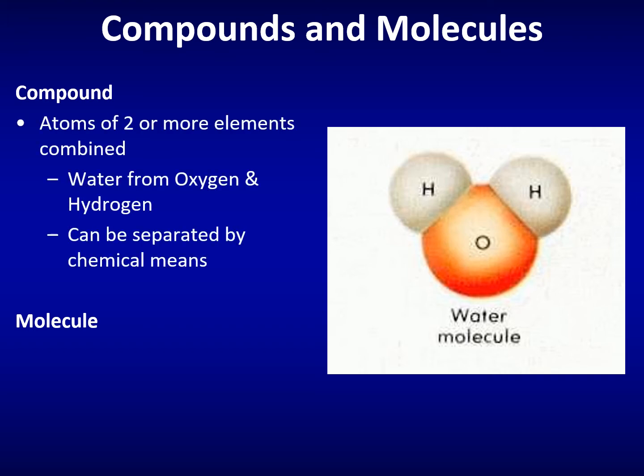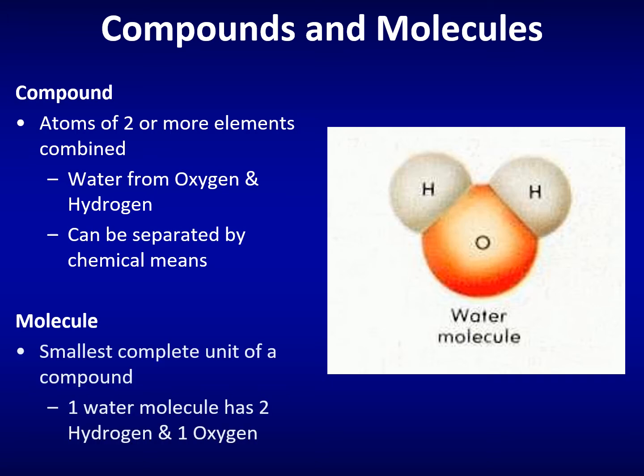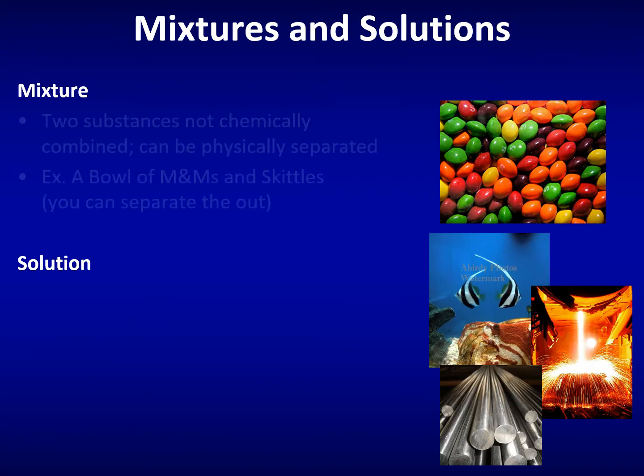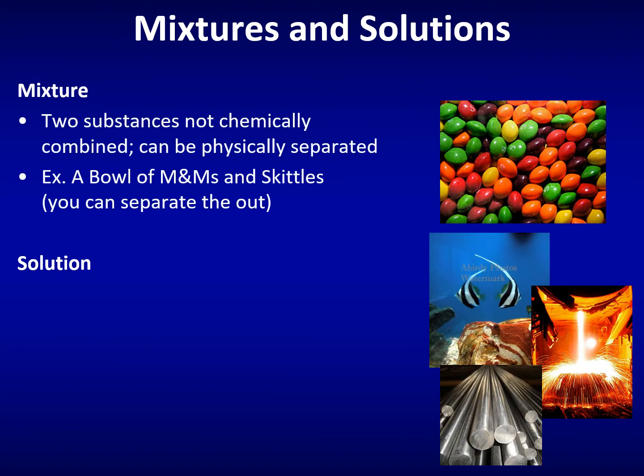Compounds are, as we said before, atoms of two or more elements combined. Water is an example. It cannot be separated by physical means, but it can be separated chemically. The molecule then is the smallest unit of this. A mixture then is two substances that are not chemically combined and can be physically separated. Salt and water was one example. A simpler example might be a bowl of M&Ms and Skittles put together. You can separate those out.